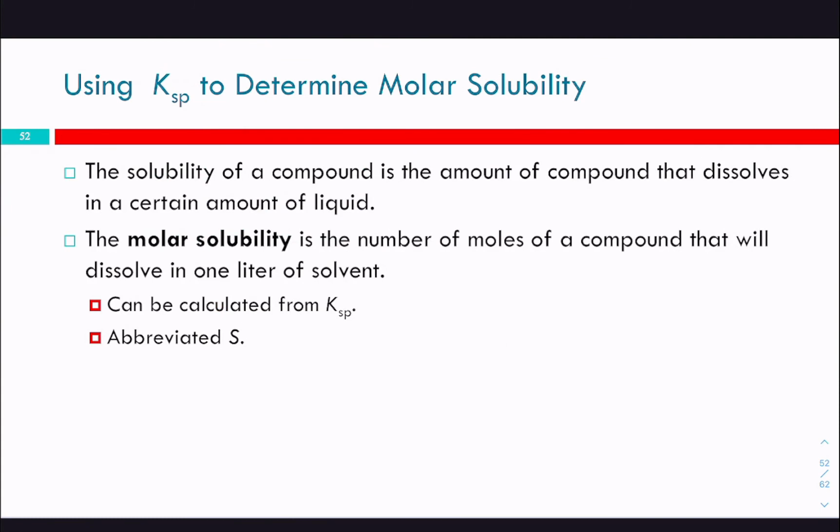So the solubility of a compound is the amount that dissolves. We talked about solubility. The molar solubility is the number of moles of a compound that will dissolve in 1 liter of solvent. It's just molarity, but it's how many moles dissolve per liter. We can calculate this from KSP, and we abbreviate it as S. And there's really just one trick to this.